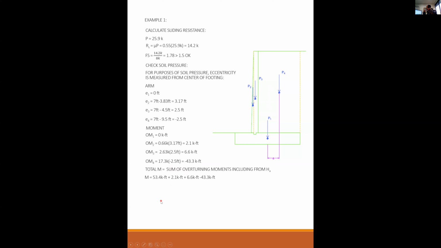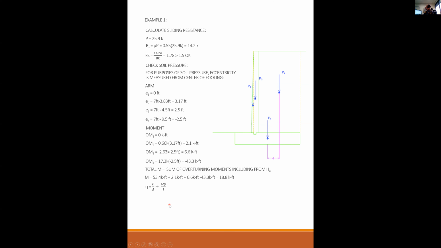Total sum is 18.8 kip feet. Now, what I want to mention is don't forget your H sub A, your lateral pressure. So your lateral pressure is adding to these 2, and the soil is opposite. So there's your lateral pressure, 53 plus 2 plus 6 minus the backspan soil. You get a total of 18.8 kip feet, and which is overturning counterclockwise.